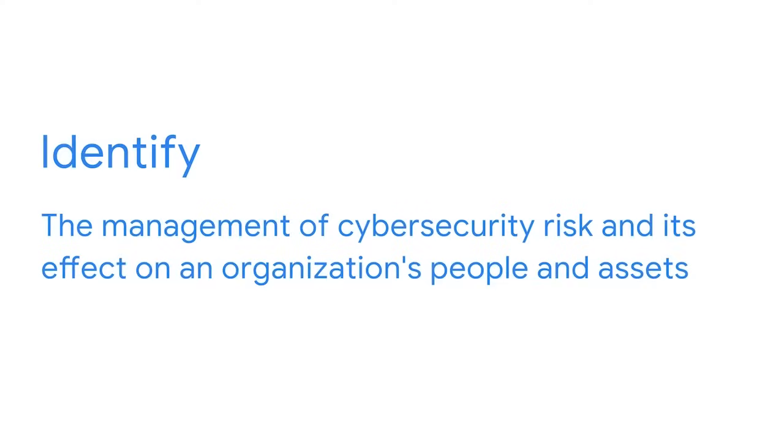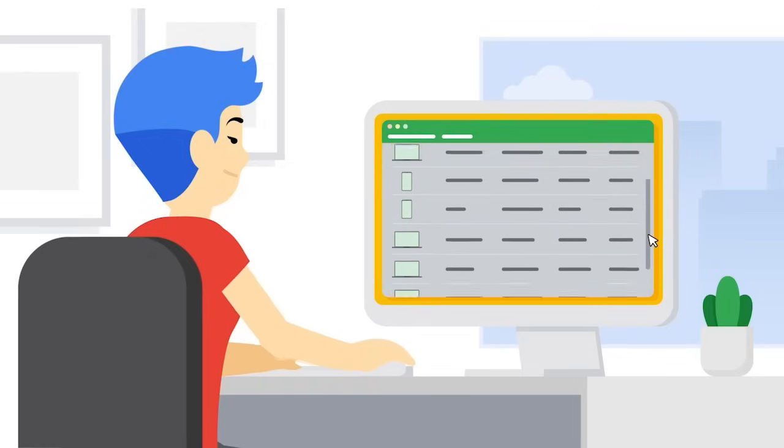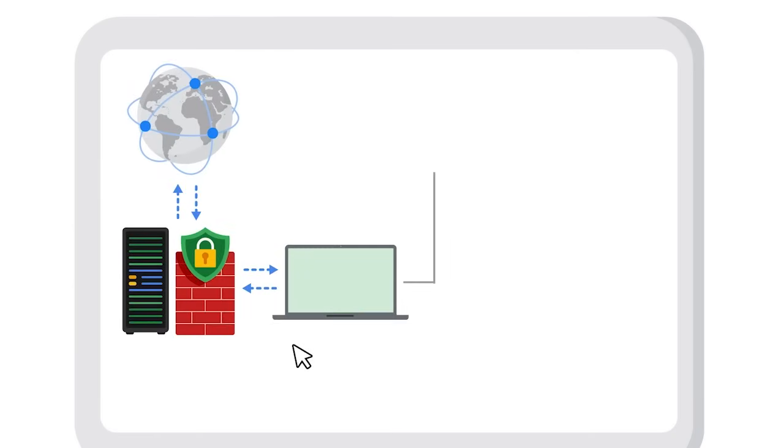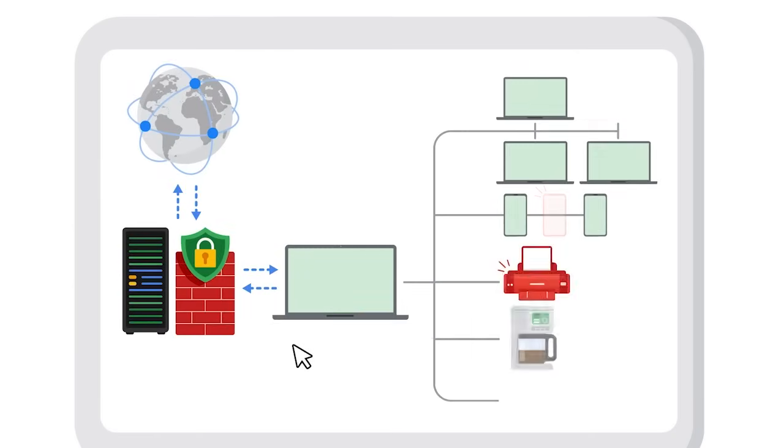So let's take a little time to explore how each function can be used to improve an organization's security. The first core function is identify, which is related to the management of cybersecurity risk and its effect on an organization's people and assets. For example, as a security analyst, you may be asked to monitor the systems and devices in your organization's internal network to identify potential security issues, like compromised devices on the network.